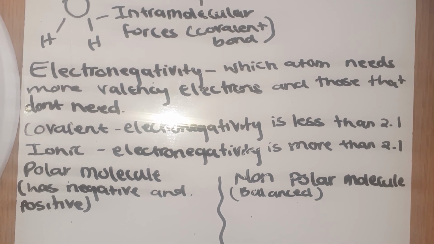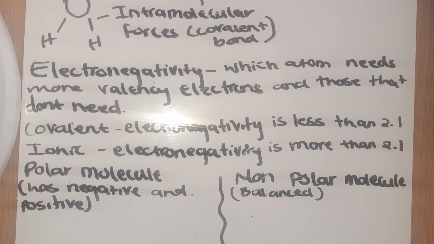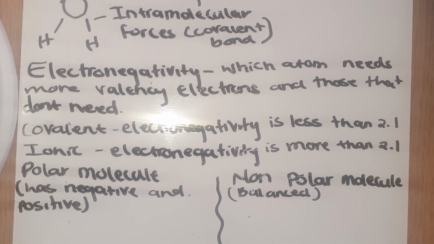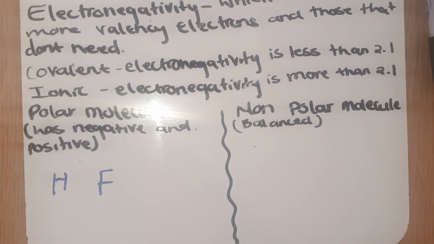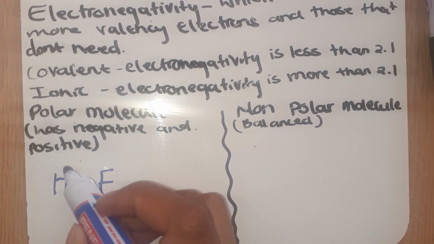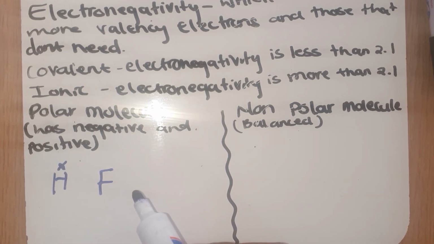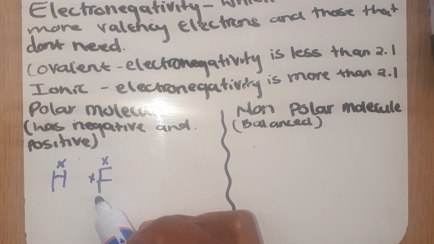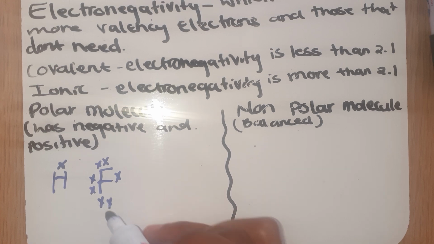And then we also have polar molecules. It has a negative and a positive atom or element. And then we have nonpolar, where they are balanced. Let's see the difference. Let's try to bond hydrogen and fluorine. Hydrogen is in group 1, so it has one valency electron. Fluorine is in group 7, so it has 7. 1, 2, 3, 4, 5, 6, and 7.